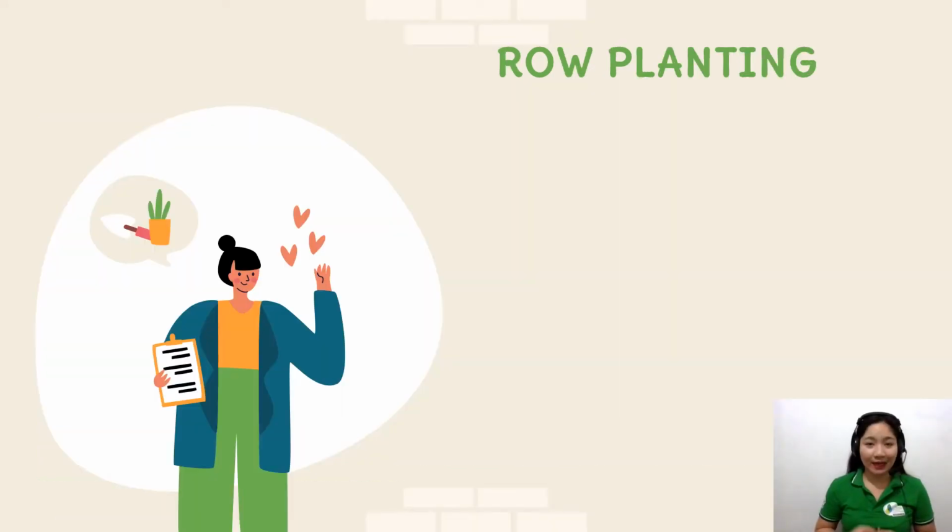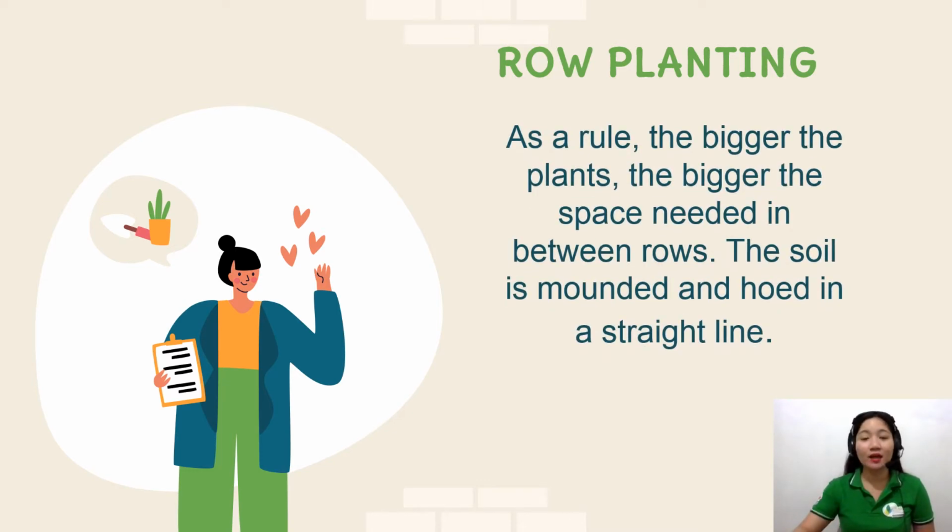Just a reminder, class, single row planting requires a wide area to establish uniform rows. The space between the rows needs to be of equal distance. The size of the plant, tree, or vegetable determines the distance between the seeds and between the rows. As a general rule, class, the bigger the plants, the bigger the space needed in between rows. The soil is mounded and hoed in a straight line.